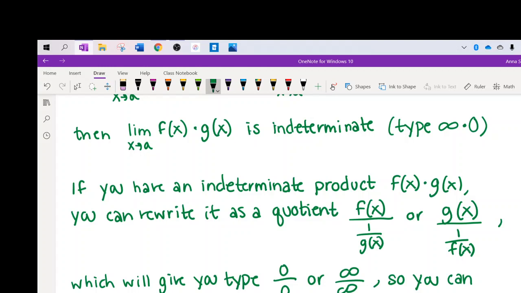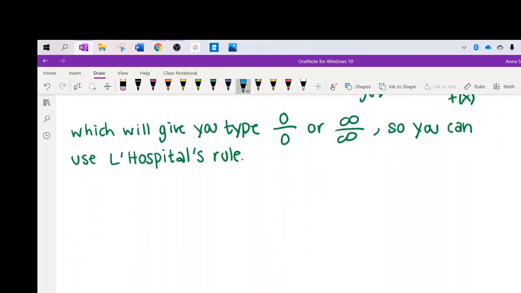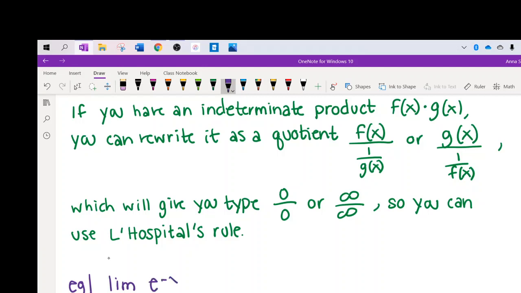Okay, so we're going to look at a couple of examples. The first one is one where you don't really need to think about rewriting it like this. I think it will be pretty clear how to rewrite it. And then we'll do an example where you need to think a little bit harder about how to rewrite it. So the first example I want to look at is the limit as x approaches infinity of e to the negative x times x cubed.